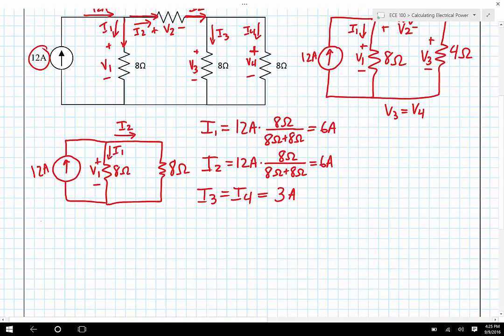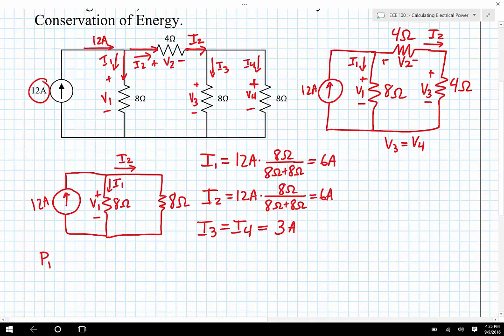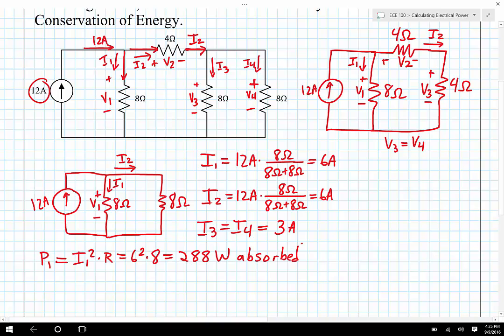So I'm going to go ahead and label P1. I think we can all understand that P1 is the power associated with the 8 ohm resistor that is labeled with V1. So P1, well, I could calculate the voltage there, but I don't really need to. I can just calculate it using the shortcut equation as I1 squared times R. And that's going to end up being 6 squared times 8, which is 288 watts. And because the arrow is going into the positive terminal, I know that that's being absorbed. And it's positive, which means that it genuinely is being absorbed, and it should be because it's a resistor.